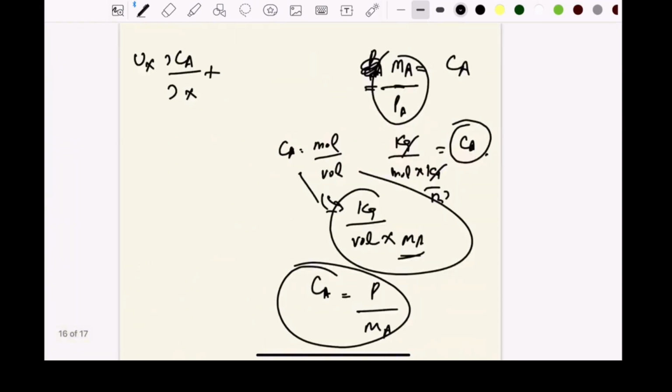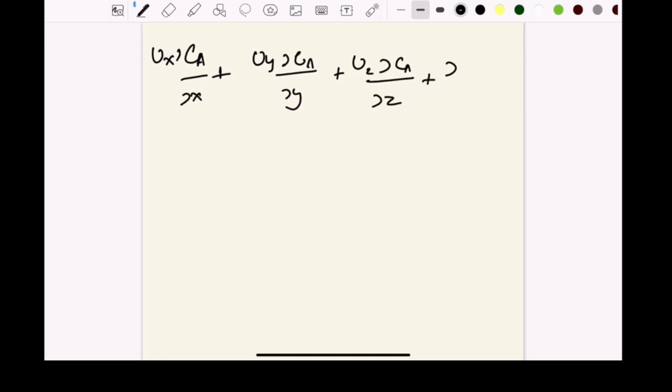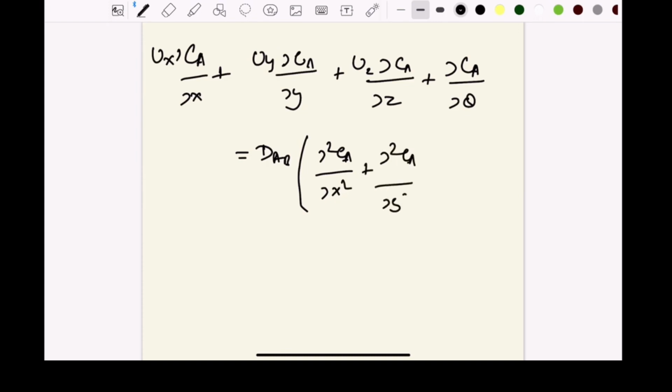So we can write equation number 19 as ux ∂CA/∂x plus uy ∂CA/∂y plus uz ∂CA/∂z plus ∂CA/∂θ is equal to DAB (∂²CA/∂x² plus ∂²CA/∂y² plus ∂²CA/∂z²) plus r. This is equation number 20.